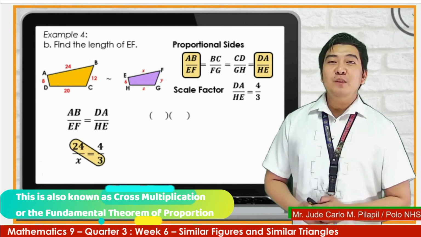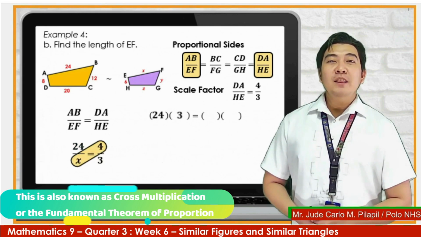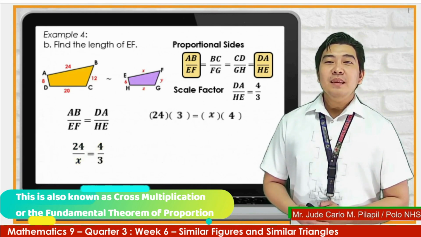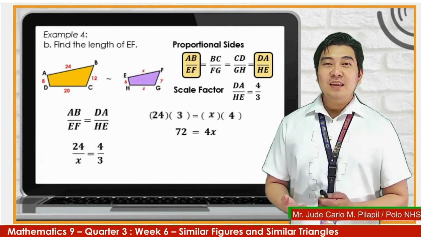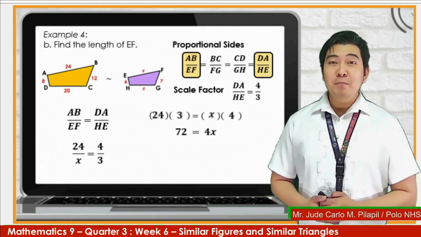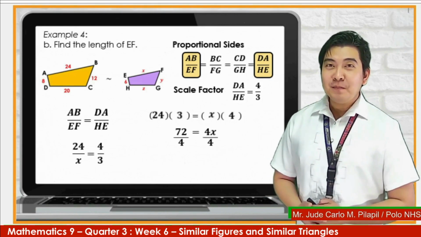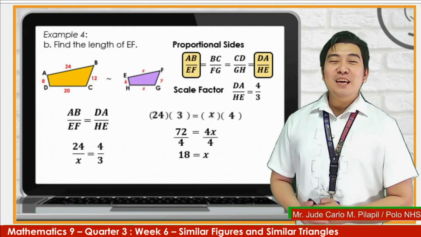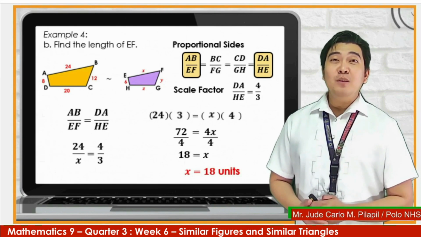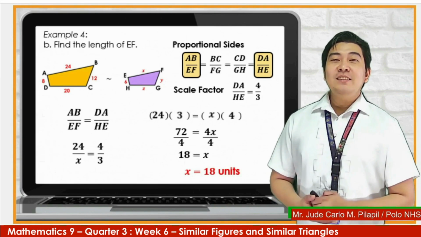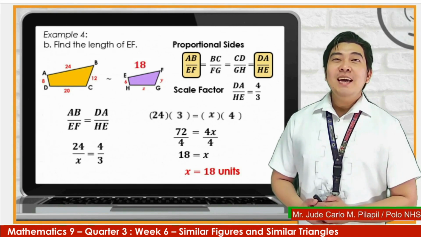Applying the means and extremes theorem, 24 times 3 must be equal to the product of x times 4. By multiplication, we have 72 is equal to 4x. We need to divide both sides of the equation by 4 for us to get the value of x. The result is now great. 18 is equal to x. By symmetric property, we obtain the value of x, which is equal to 18. Since x stands for the length of EF, therefore we can say that EF measures 18 units.